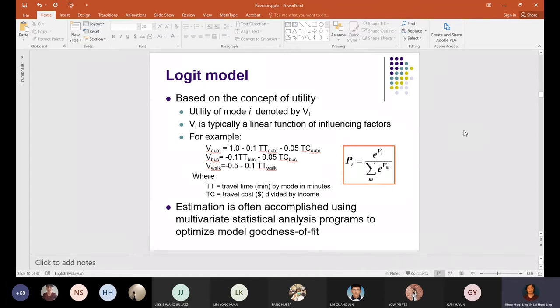If you are able to improve, for example, in some of the cities here, like Petaling Jaya, they have free bus. KL also has the free bus, like Go KL in the Bukit Bintang area. So when you have free bus, that means your travel cost of the bus becomes zero. Then you calculate and see how much your probability of bus increases. It will certainly increase.